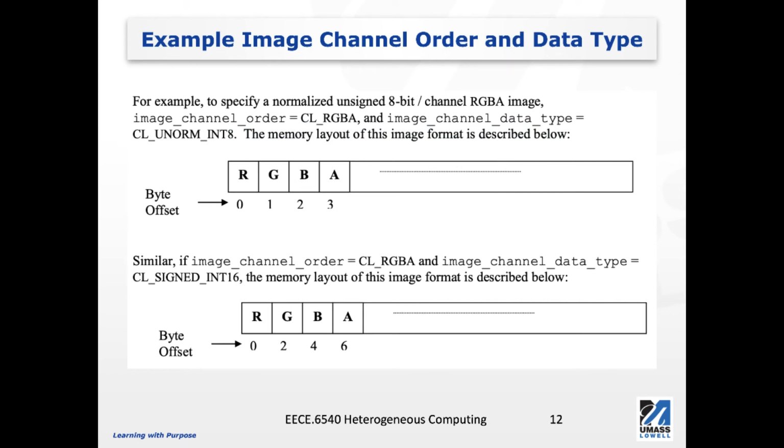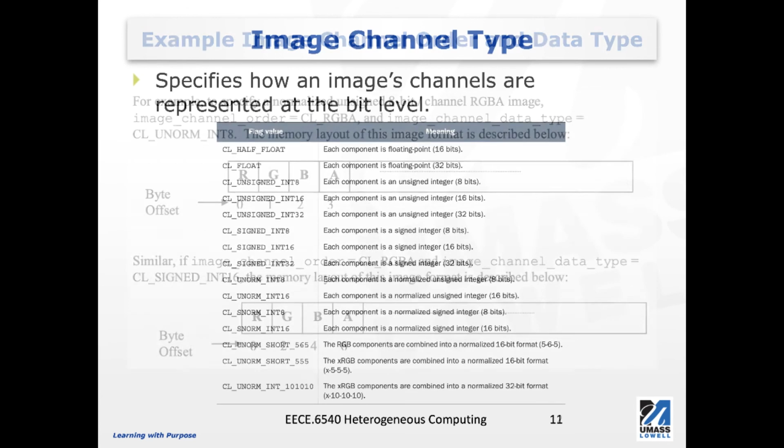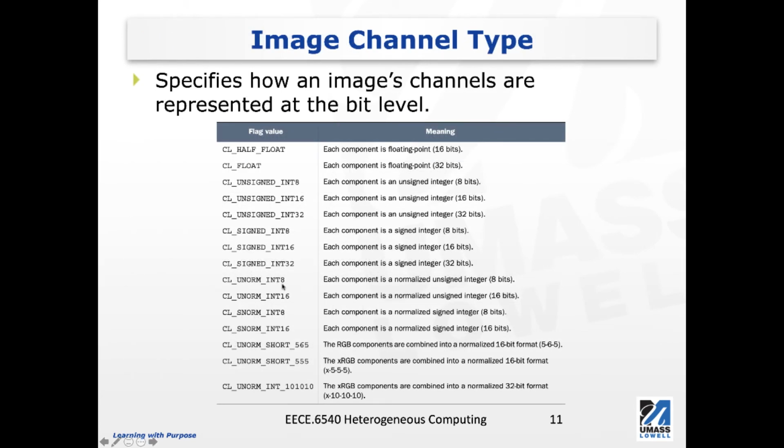Here in this slide, we want to show you an example to specify a normalized unsigned 8-bit channel RGBA image. Because we want to store these color information in a sequence of red, green, blue, and alpha, we're going to be using CL RGBA as the channel order. For the channel data type, we're going to be using CL unorm int 8. If we go back, we can look at the table to see unorm int 8 is to use the component as a normalized unsigned integer.